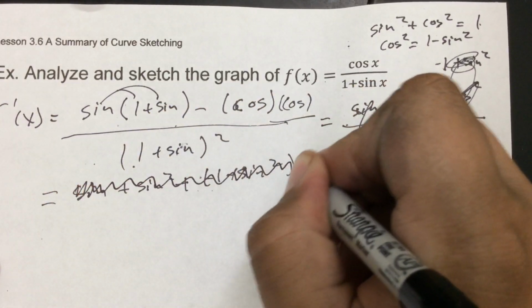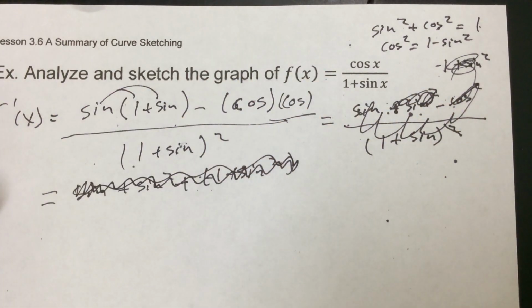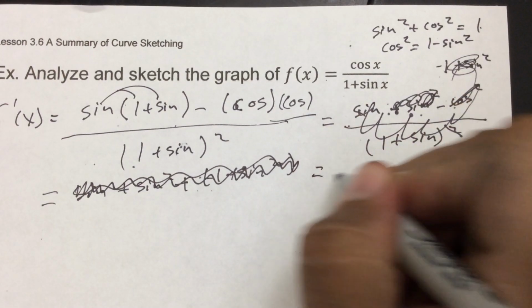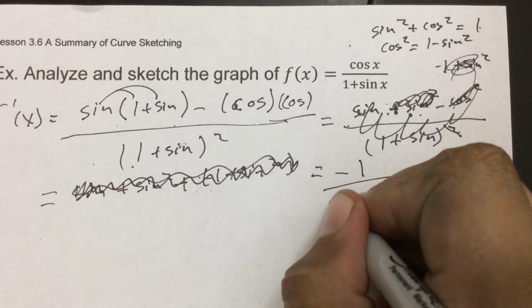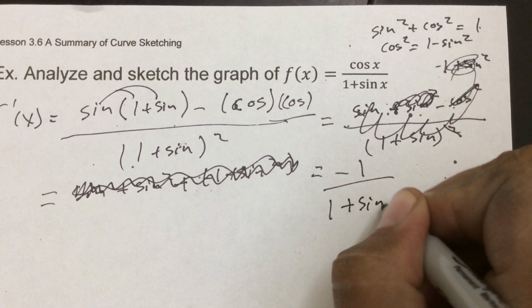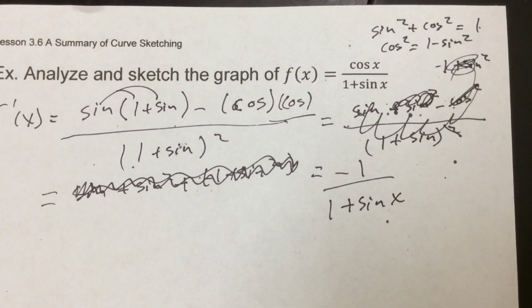So not that I like to admit defeat, but it's been long enough, I'm rusty enough on this. What this goes to is a negative 1 over 1 plus sine of x. So somewhere I must have messed this up.